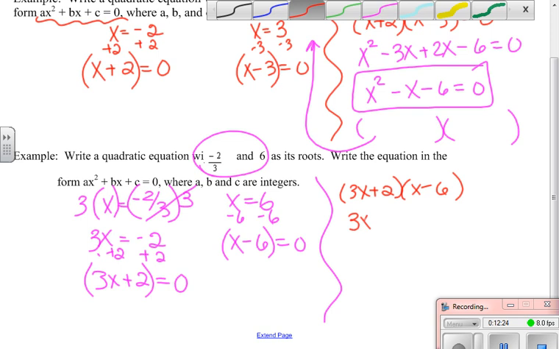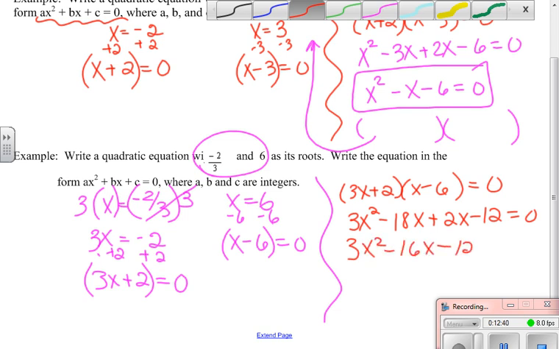Do the foiling. 3x squared minus 18x plus 2x minus 12 equals 0. Combine like terms, 3x squared minus 16x minus 12. And that is your final answer when you are all done factoring and foiling out your answers. Good luck on your homework.